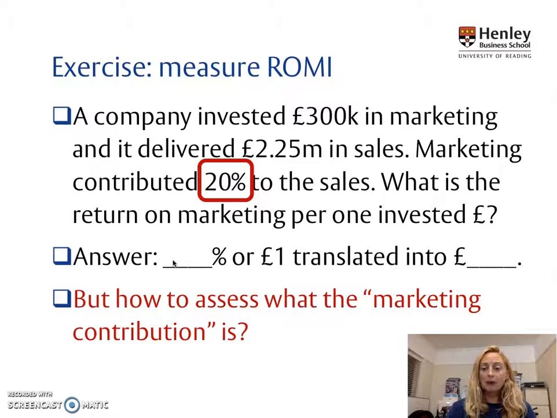And £1 translated into £1.5, because your return is 50%, so you get 50% on top, and when you invest £1 and you get 50% on top, it is 1.5. So hopefully this clarifies the situation. The difficult thing here is really to understand how you assess the marketing contribution. In this exercise, it was relatively easy to do so because the number was given, but in reality it is very difficult.